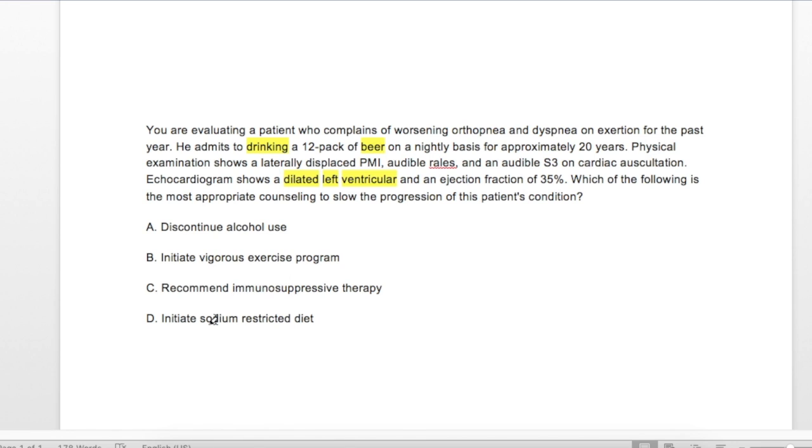Well, in this case, we have to identify what is causing this patient's dilated cardiomyopathy. It's probably the alcohol, so always stop the offending drug first.